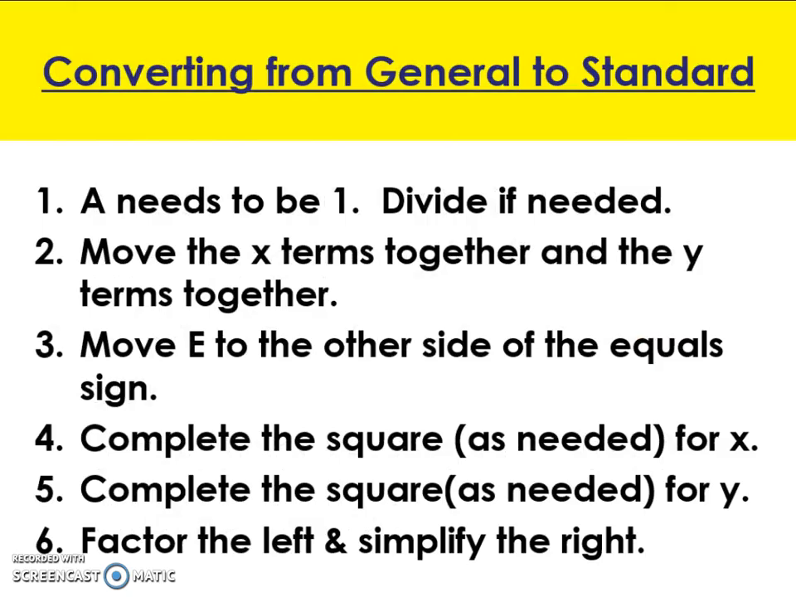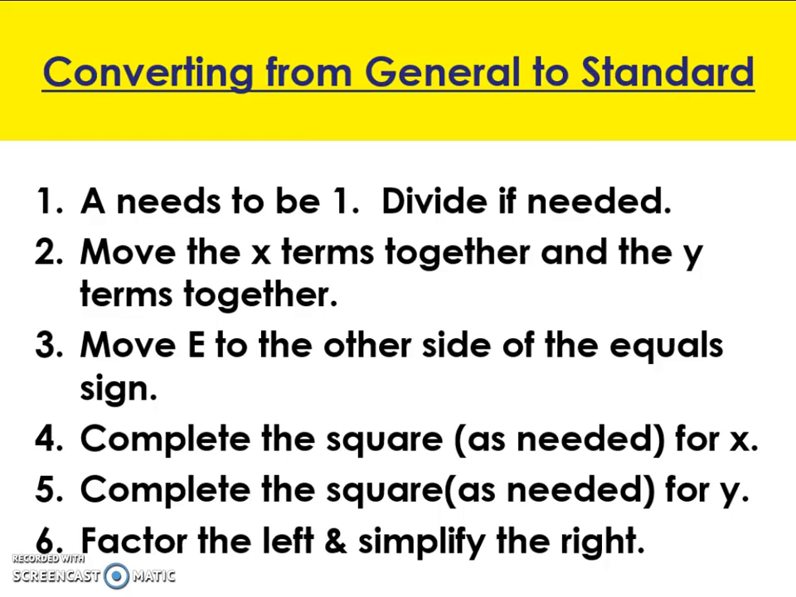Now here are some written instructions for you. A needs to be 1, divide if needed, move the x terms together and then the y terms together. Move the constant to the other side, okay? Complete the square as needed for x, complete the square as needed for y. Remember, when you complete the square, you take the b term, divide it by 2, and square it. Make sure you add to both sides, factor the left, and simplify the right.